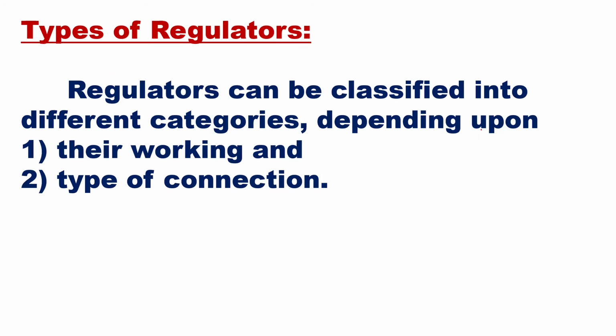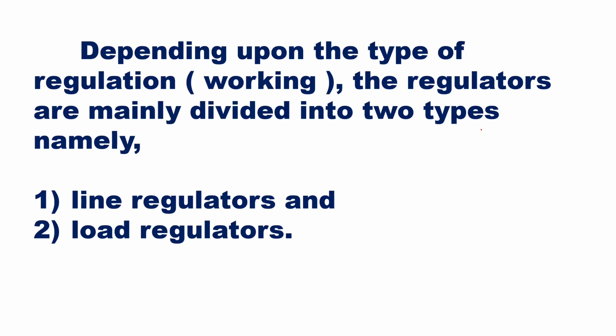Regulator types can be classified into different categories depending upon their working and also depending upon their connection. First, depending upon the type of regulation, the regulators are mainly divided into two types, namely line regulator and load regulator. We have seen this in the working of the Zener diode as a voltage regulator. Line regulation comes into the picture when the input varies above a specific value. The output load is not going to vary, and the output voltage will remain constant.